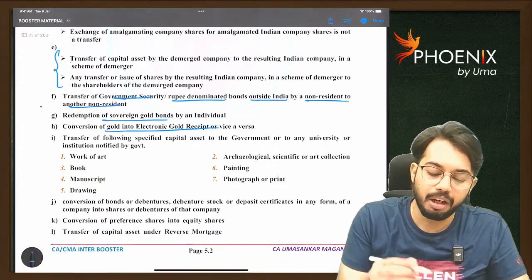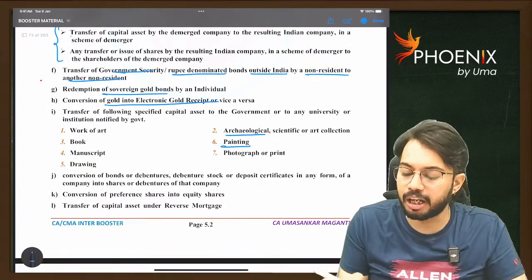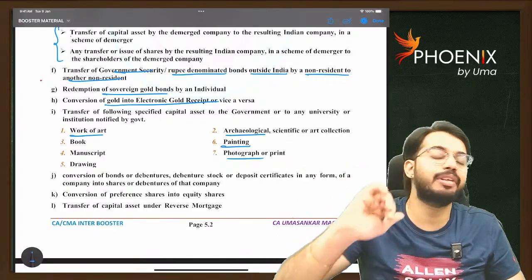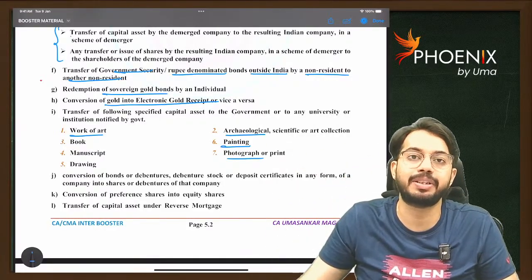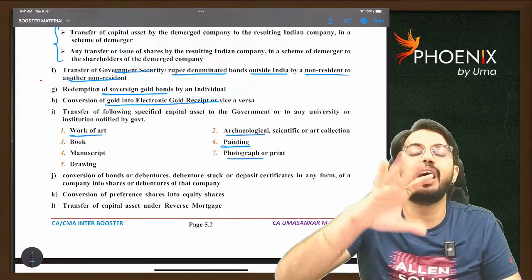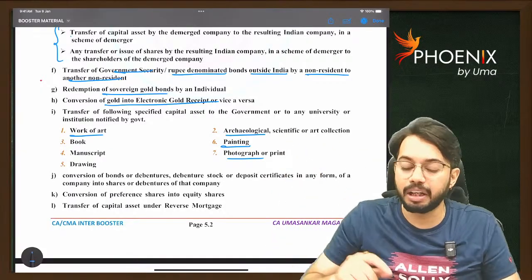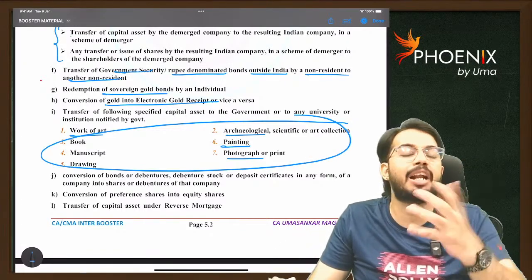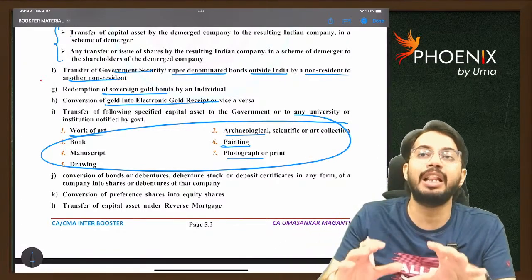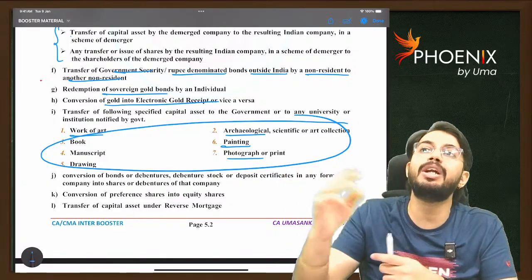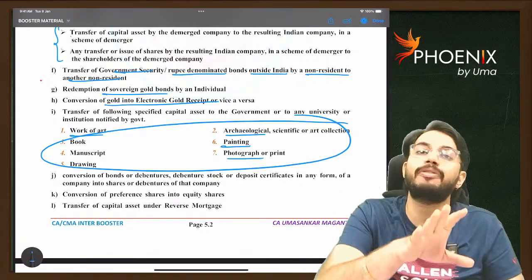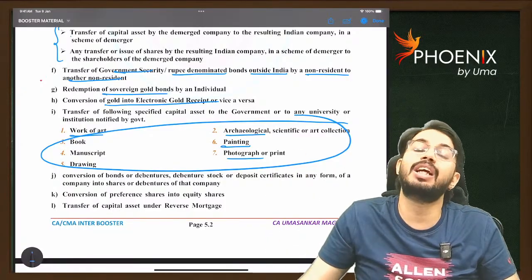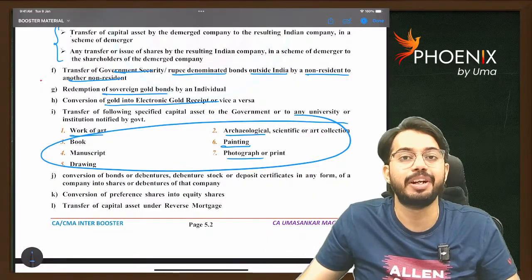Next, jewelry, drawing, archaeological collection, painting, work of art. Generally, if you sell these, we have discussed in exclusion to the definition of personal effect. Whenever we sell this, we are required to calculate capital gains. But if you sell these assets, jewelry, drawing, painting, sculpture, archaeological collection, work of art, to government or government notified institutions or government notified universities, in that case, you are not required to calculate capital gains because the transaction is excluded from the definition of transfer.